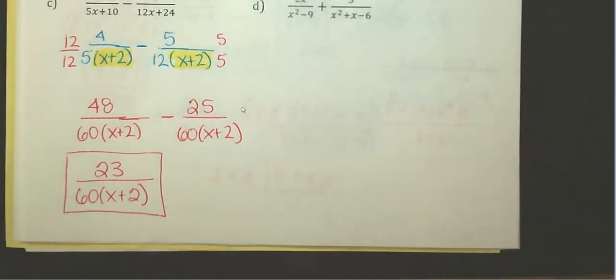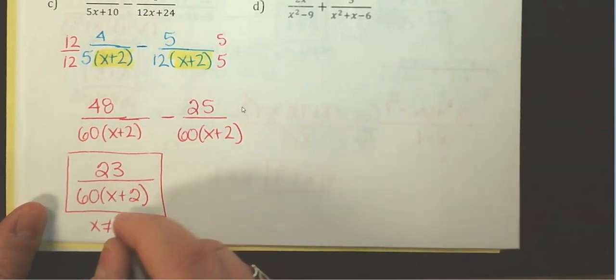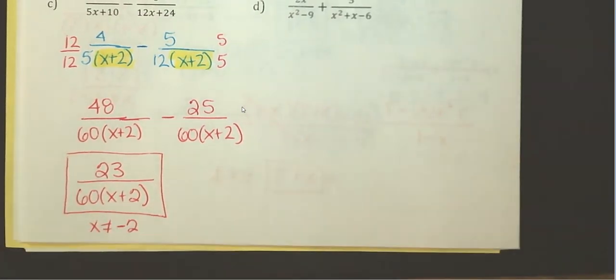So you only need to introduce what you don't have to create a common denominator. It doesn't necessarily have to be an expression. It might be a number. So like this one, I had to multiply the first one by 12 over 12, the second one by 5 over 5. There were no x's involved. So it just depends on the question. But I still don't want my denominator to be 0. So I don't want x to be negative 2 for that problem.